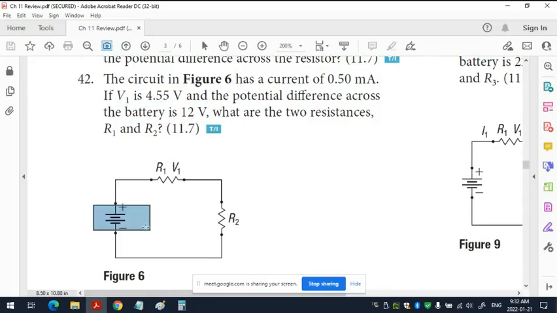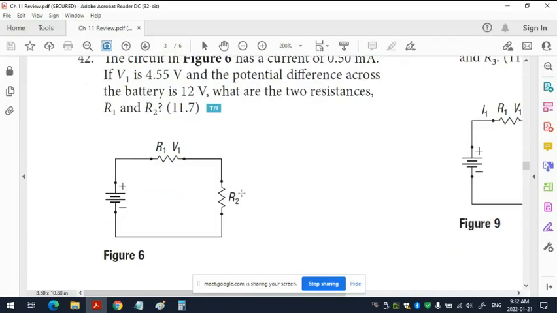Okay. What's the strength of the battery? 12. How much is this stealing? How many resistors do you have remaining? What's the only possibility for the voltage across that resistor? What do you do with those two numbers? Add or subtract? Think of conservation of energy. Okay, so 12 minus 4.55 is what? 7.45. So right there, everyone, V2 equals 7.45.